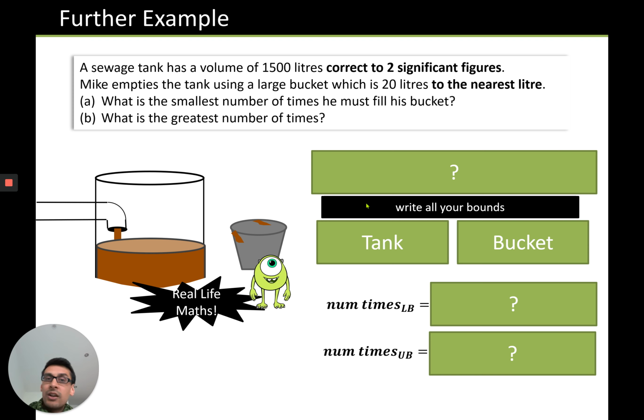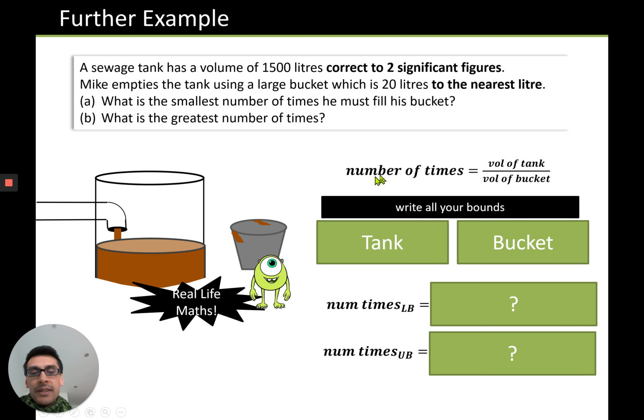So we're looking at 2 scenarios. In one scenario, the bucket is as big as possible and the tank is as small as possible. So that's the smallest number of times that he could fill it. The greatest number of times would happen if the bucket was small and the tank was big. So we can say the number of times that he needs to transfer this sewage is the volume of the tank divided by the volume of the bucket.